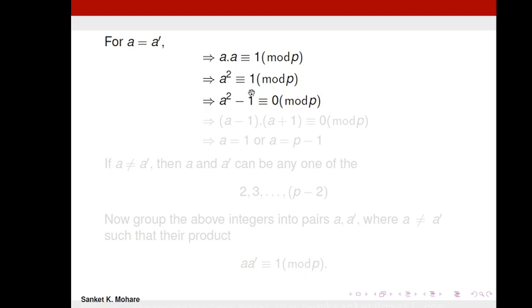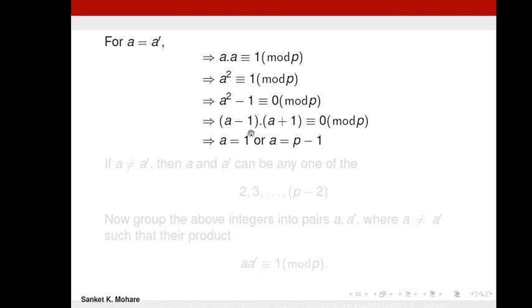Now shifting this to the left side of the congruence, we obtain a square minus 1 is congruent to 0 modulo p, and we know that a square minus b square is (a minus b) times (a plus b). So here a square minus 1 square, that is a square minus 1, can be written as (a minus 1) times (a plus 1) congruent to 0 modulo p. This product is congruent to 0 modulo p, meaning either a minus 1 should be 0 or a plus 1 should be 0, or both may be 0.